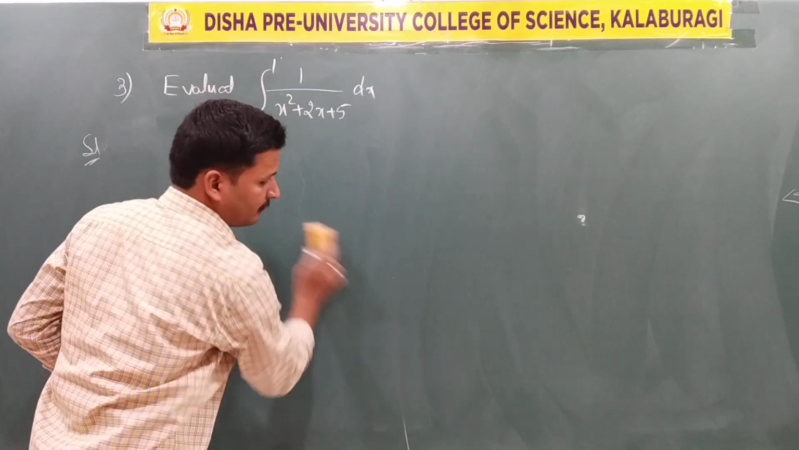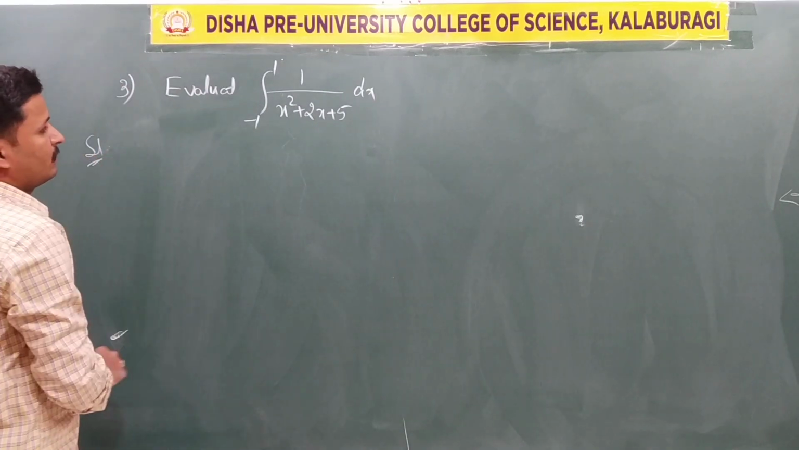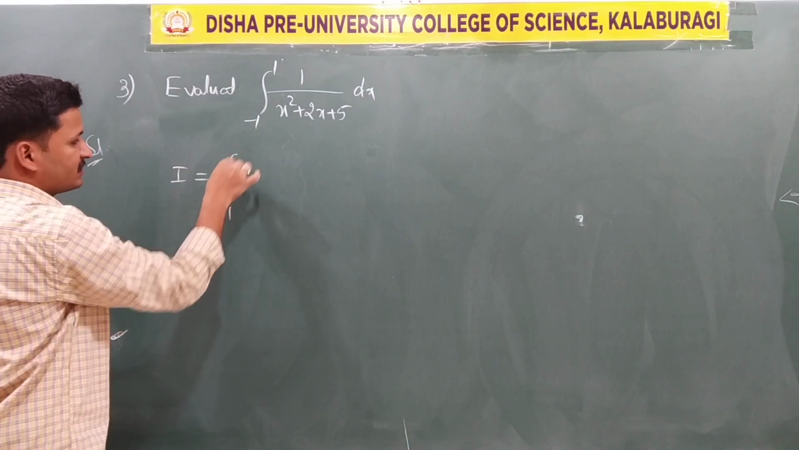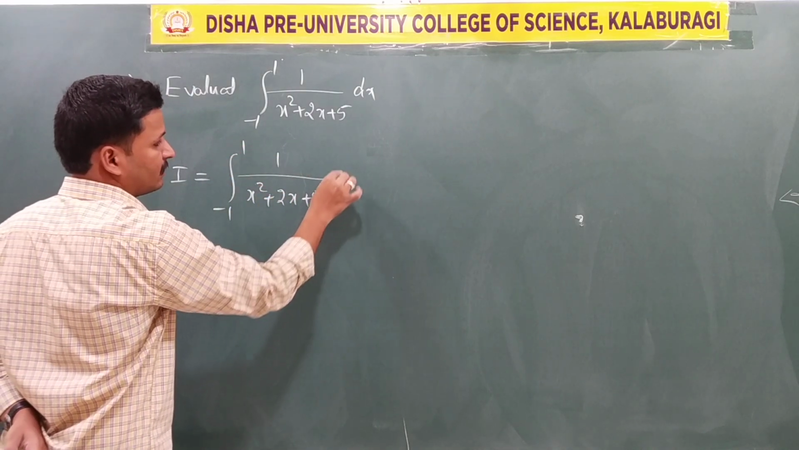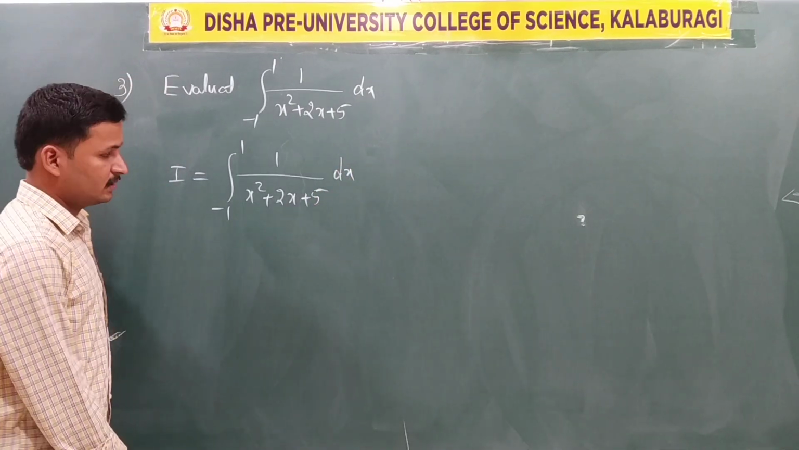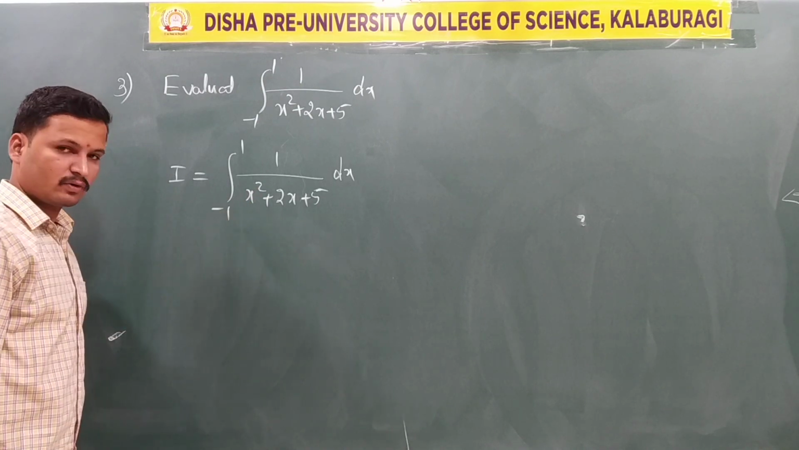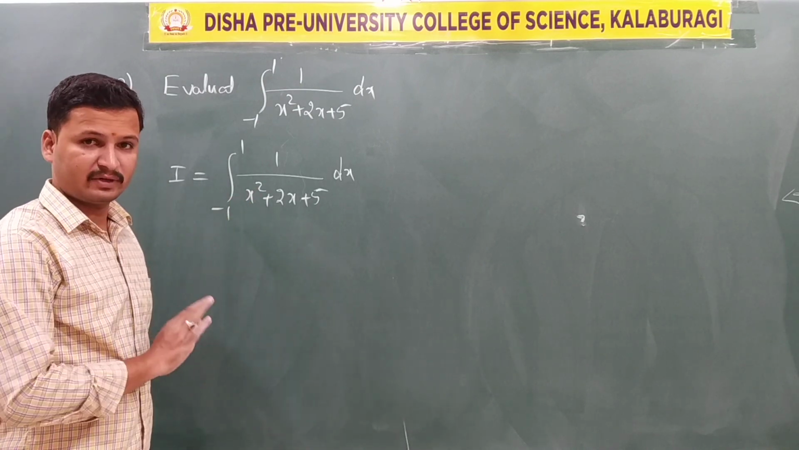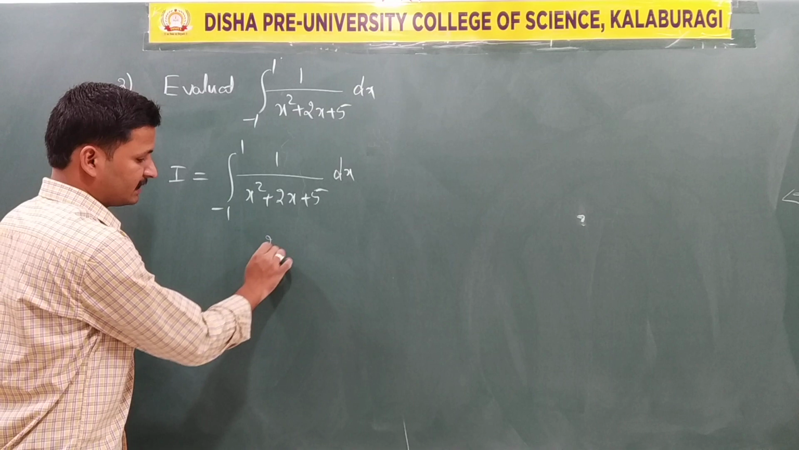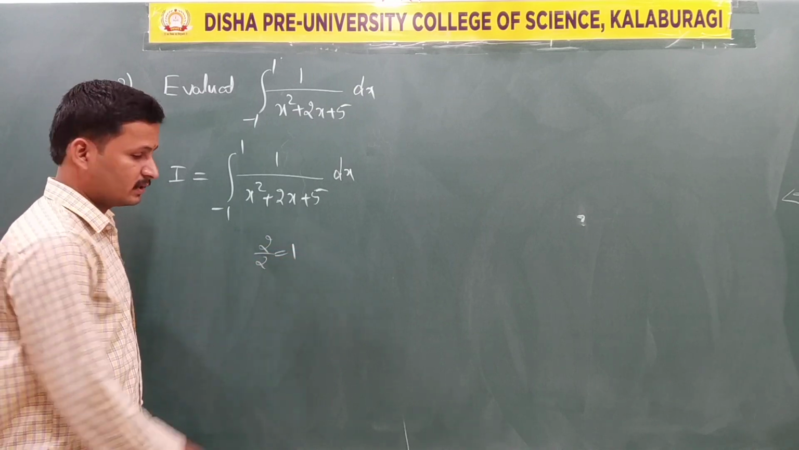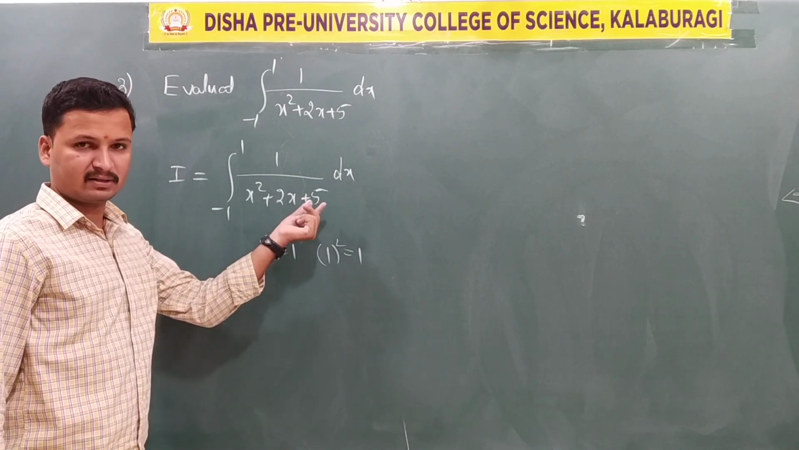So here, solution. Given integral I from minus 1 to 1 divided by x square plus 2x plus 5 into dx. Okay, so here see, first observe the coefficient of x square. Coefficient of x square is 1, so definitely we can apply. Then coefficient of x is 2, so half of it, that is 2 by 2 is equals to 1, and square it, 1 square is equals to 1. So we need to add plus 1 and subtract 1.